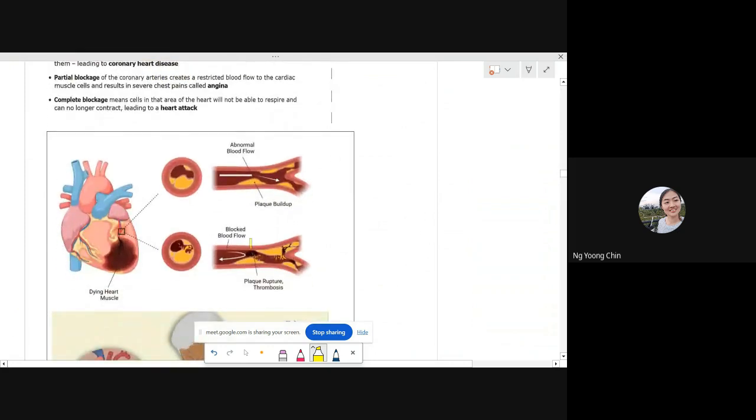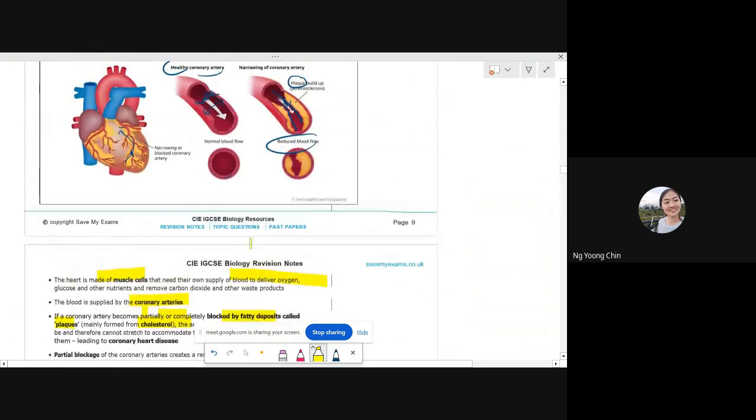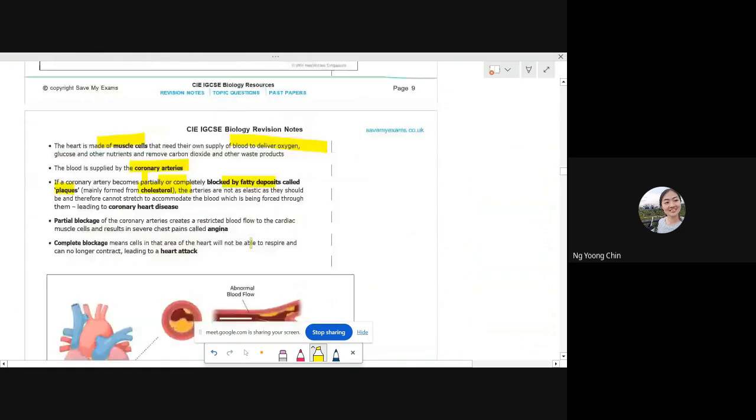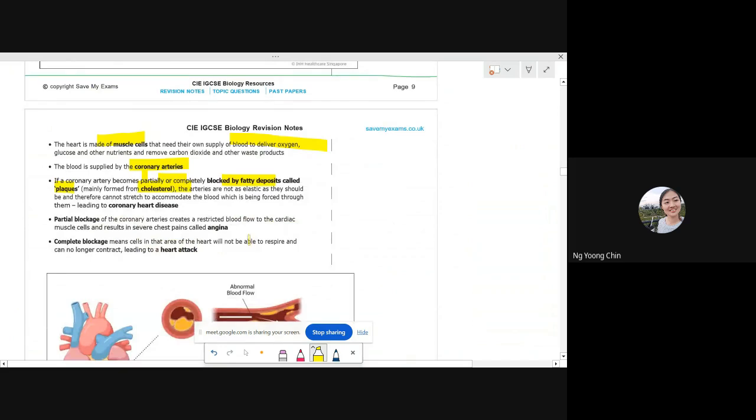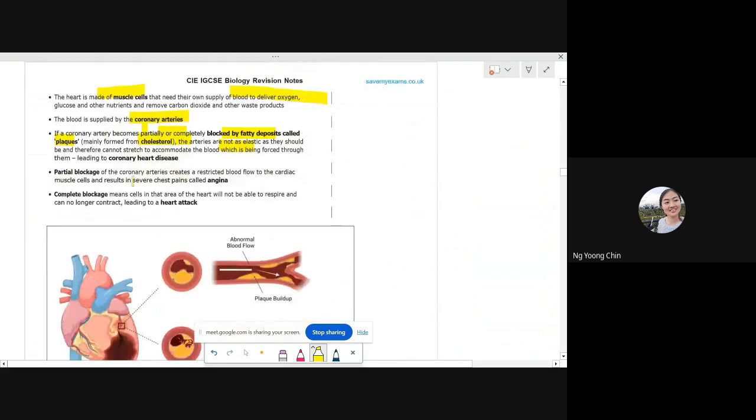This is what happens in what we call coronary heart disease. Coronary heart disease. So once the plaque together with the fatty deposit build up on the walls, okay, once they build up on the walls, they will cause the artery to lose its elasticity. Okay, yeah, that's all. And then now we talk about this.